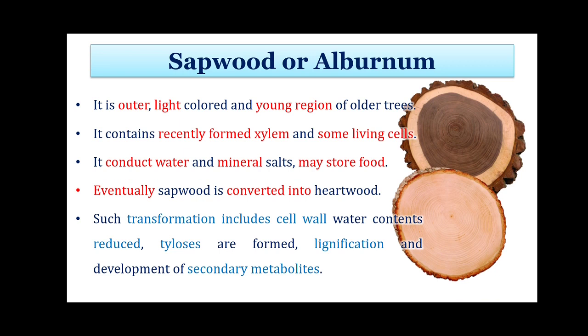The second is the sapwood, or you can say alburnum. It is an outer light colored and young region of the tree. It contains recently formed xylem because of activity of vascular cambium and some living cells. The main function is to conduct water, mineral salts, and in some parts it may store food also. Eventually, with the growing seasons, the sapwood or alburnum gets converted into heartwood, and again new layers of sapwood are continually forming.